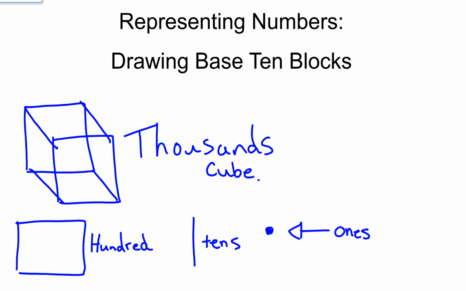Let's try an example together that is relatively easy to get us started. Here, I want you to represent the number 615 using base 10 blocks. Now remember to draw them and make sure that your squares, lines, and dots are organized in a nice and neat fashion. Let's take a look at what this is going to look like.